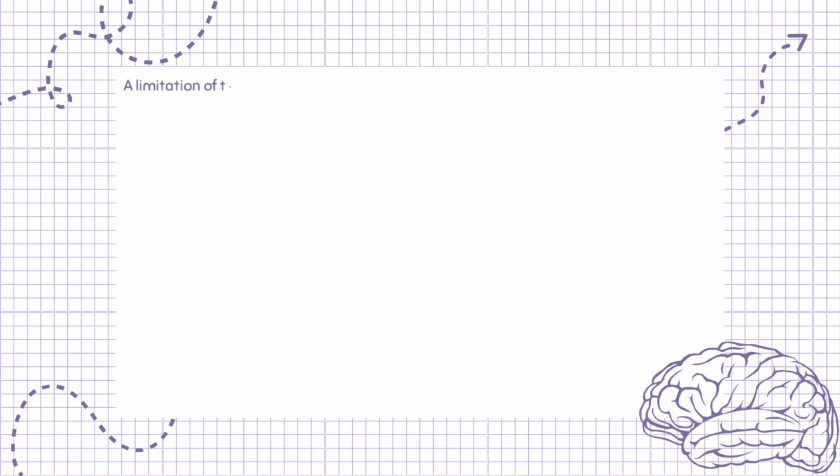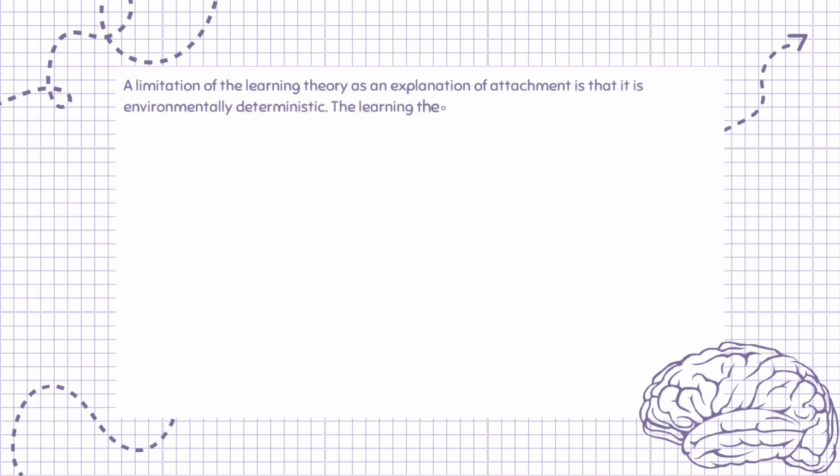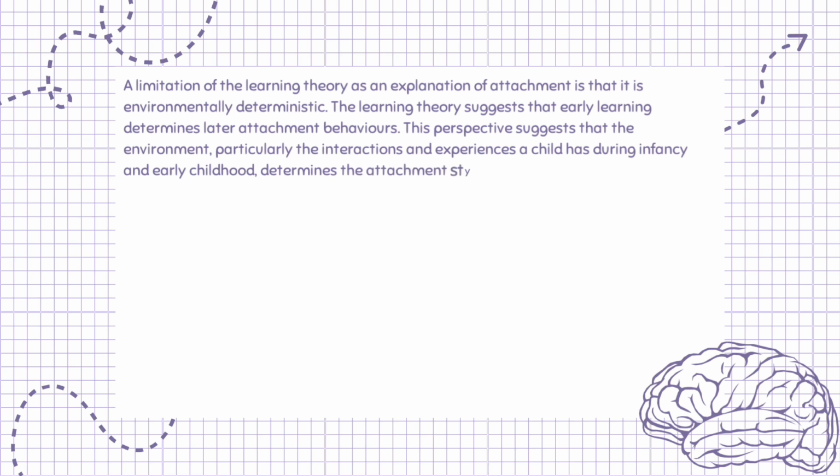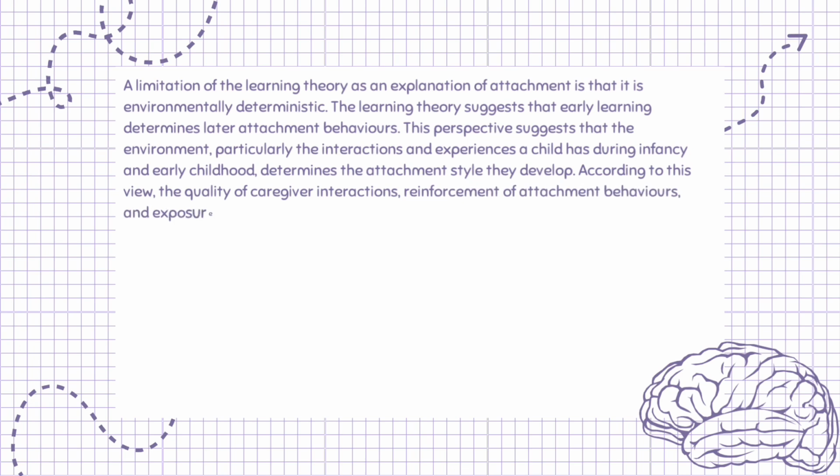A limitation of the learning theory as an explanation of attachment is that it is environmentally deterministic. The learning theory suggests that early learning determines later attachment behaviors. This perspective suggests that the environment, particularly the interactions and experiences a child has during infancy and early childhood, determines the attachment style they develop. According to this view, the quality of caregiver interactions, reinforcement of attachment behaviors, and exposure to specific stimuli play a significant role in forming the attachment bond.